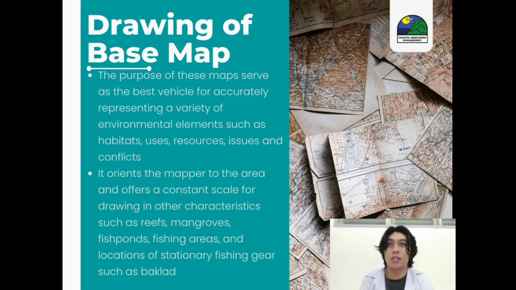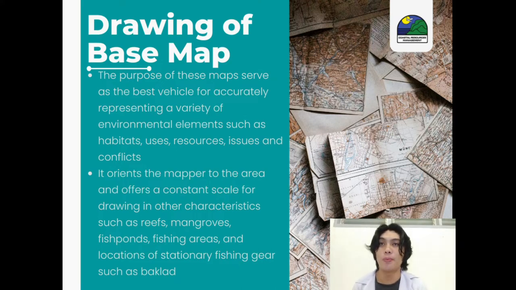Hi, I'm here to discuss drawing a base map. But first, let us discuss what a base map is. So a base map basically shows certain elements like coastlines, roads, and villages. This is what a mapper uses to orient themselves about the area and its characteristics. The purpose of this is to guide accurate representation of various environmental elements such as habitats, uses, resources, issues, and conflicts.